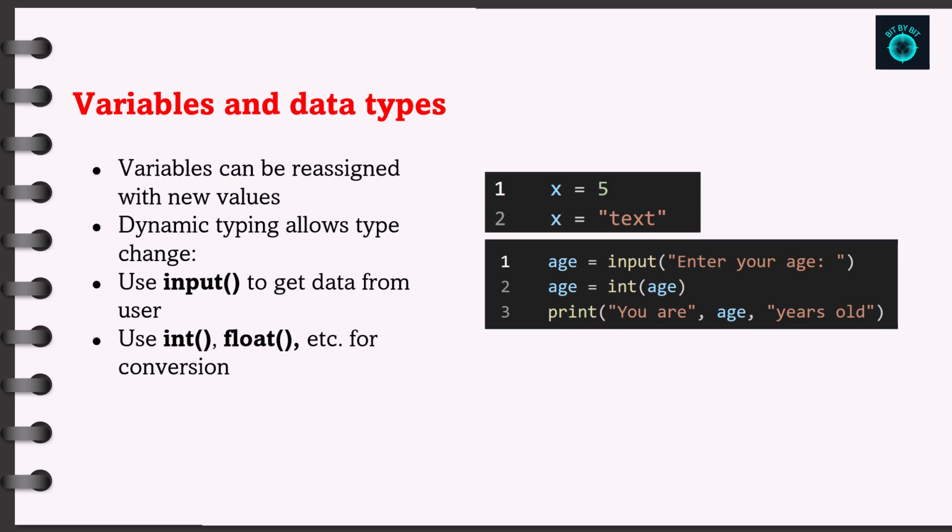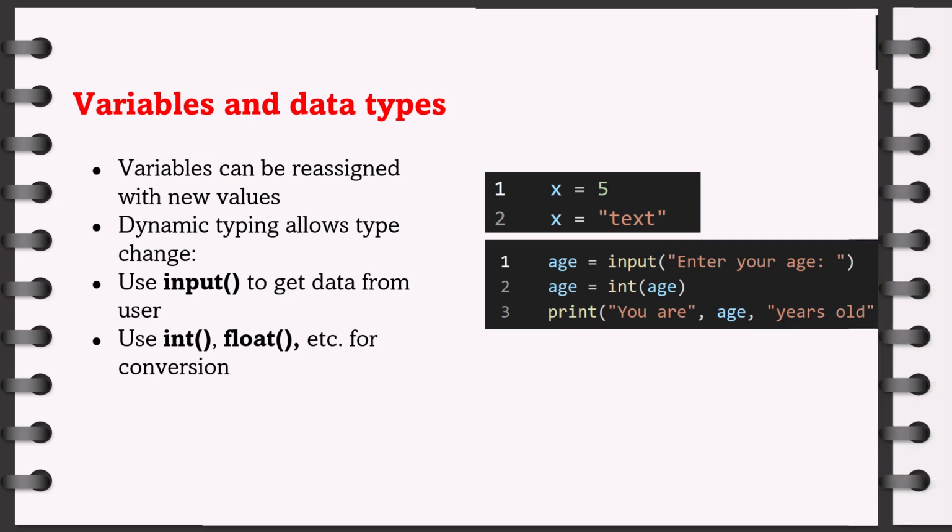You can also get input from users using the input function. For example, name equals input("Enter your name"). Keep in mind that input always returns a string, so if you need a number, use type conversion like int or float. This helps keep your data in the correct form for calculations and logic.